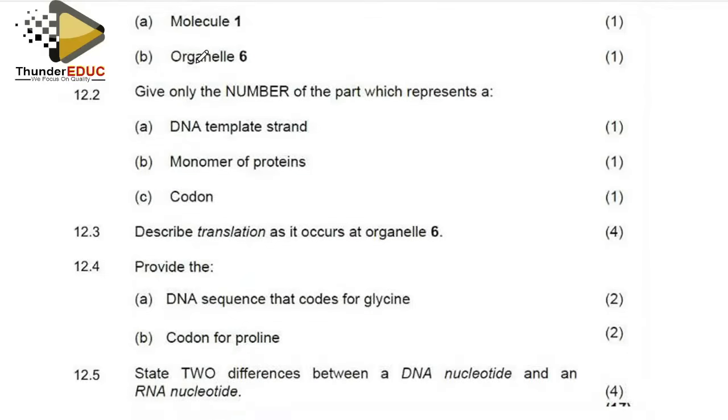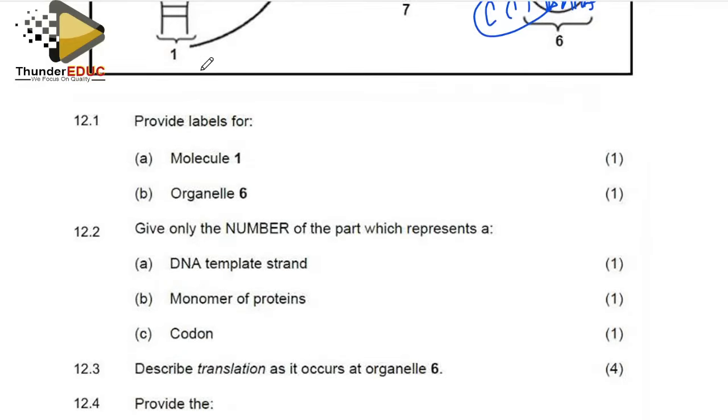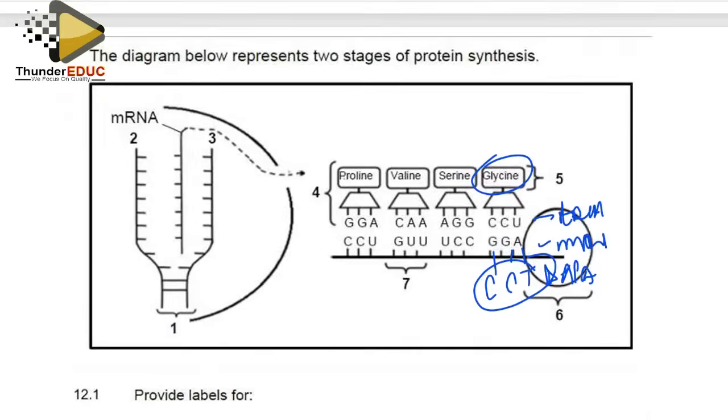We are saying the codon for proline. Remember, codon means that it is the messenger. We say that you have codon, you have anticodon. So in this case, codon means messenger. So messenger for proline. So it means that they are looking for this. So it's going to be CCU.